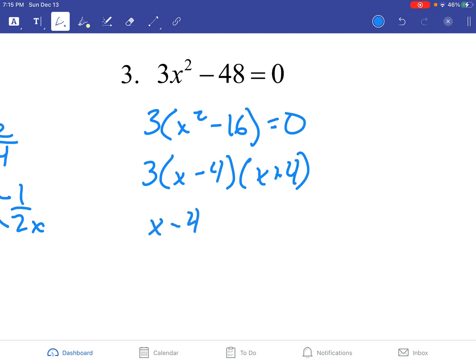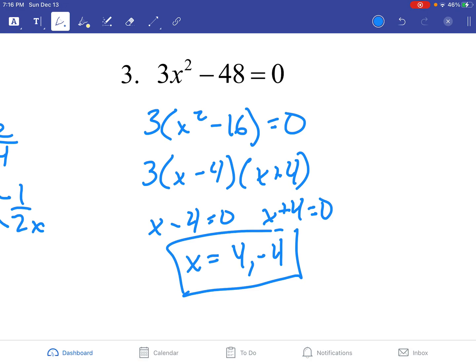I'm going to take our factors and set them both equal to 0 and solve for x. There you go.